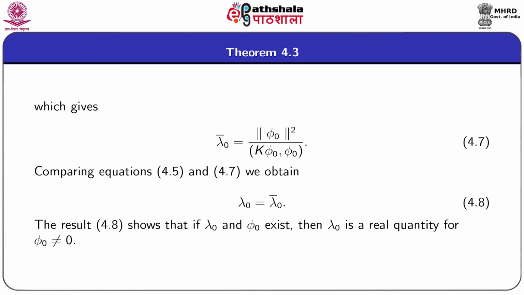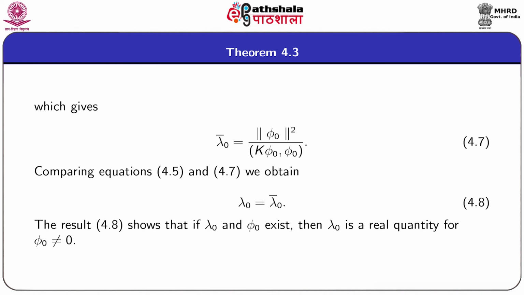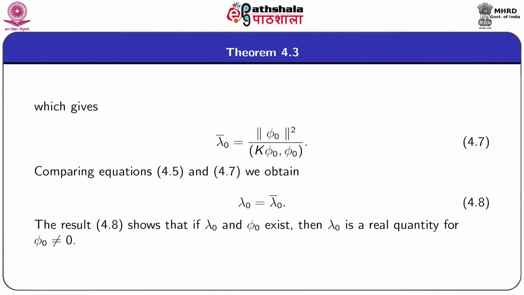Now, if I compare equation 4.7 with equation 4.5, we find that lambda naught bar is equal to lambda naught, as given by 4.8, and this shows that lambda naught is a real quantity. If lambda naught and phi naught exist, that means the eigenvalue lambda naught is a real quantity for phi naught not equal to 0. So, we have proved that the eigenvalue is real.